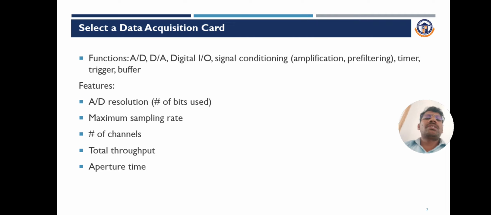So the features to consider in selecting a data acquisition card include analog-to-digital conversion, which represents the number of bits involved in the operation, and also the maximum sampling rate, the samples taken with respect to the time period, and the number of channels used. It also determines the baud rate, that is, how long it takes to transfer the data from one device to another, and the total throughput, which is the final efficiency of the signal, and also the aperture time, which is one of the features in selecting the data acquisition card.